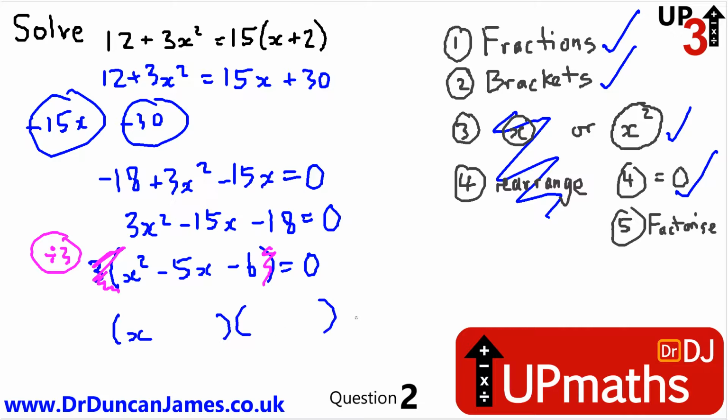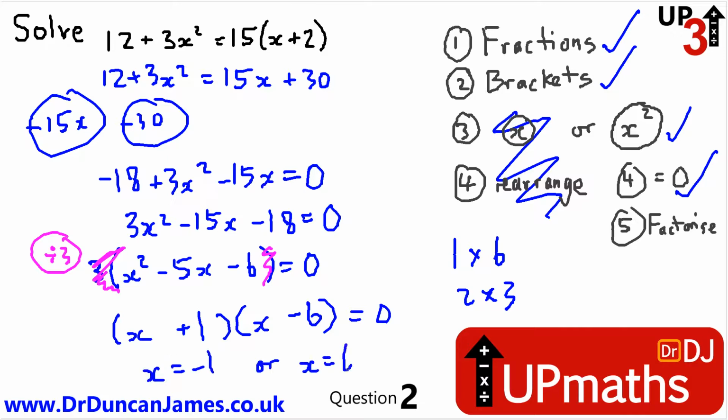Let's factorize. We want the first two things multiplied together to make x squared, the second two things multiplied together to make 6, so it's either 1 times 6 or 2 times 3. You can use trial and error in your own time if you like. I'm just going to get a move on, because this is mainly about solving, not factorizing. So that's the answer. That makes x equal to minus 1 or x equals 6.